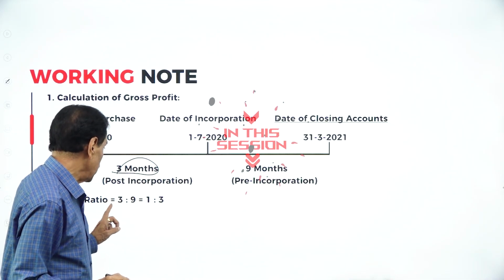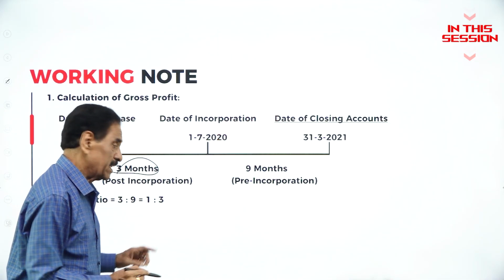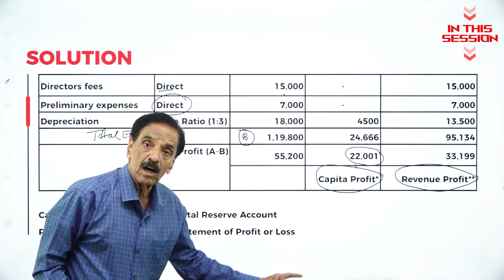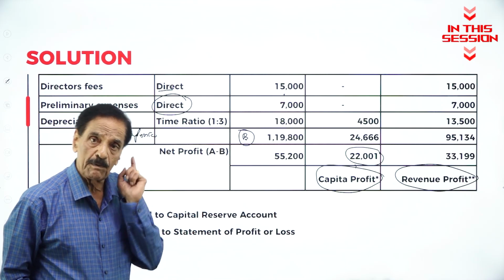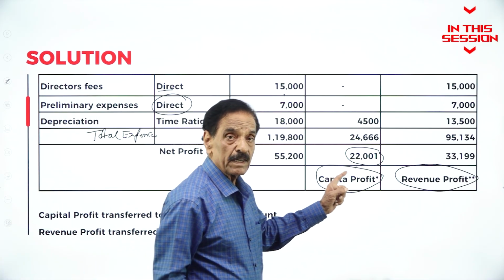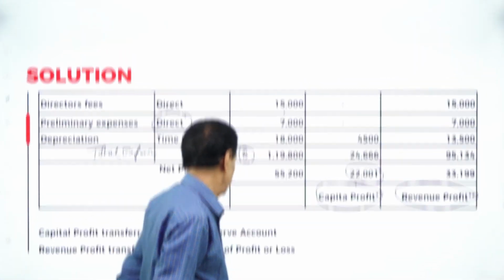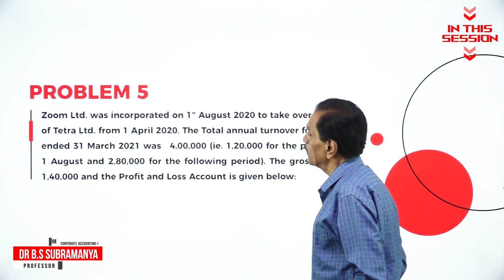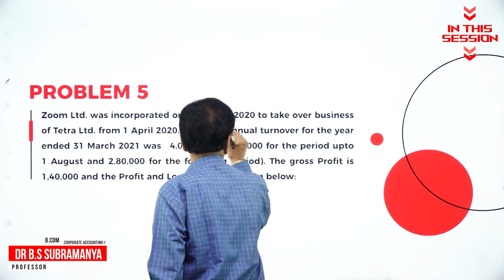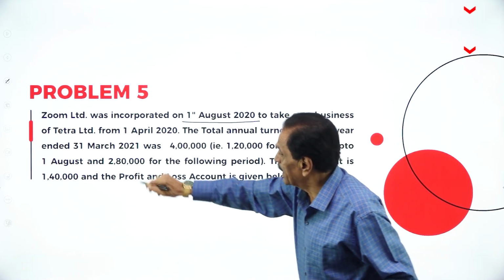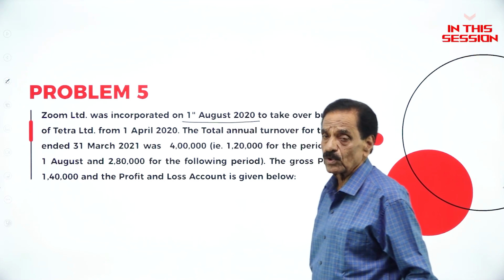Post-incorporation 9 months, they are in the ratio of 3:9, that is 1:3. This is your time ratio. Pre-incorporation is called capital profit. Whatever the profit earned in the post-incorporation is called revenue profit. MYSURU Limited was incorporated on 1st August 2020 to take over the business of Tetra Limited from 1st April 2020.